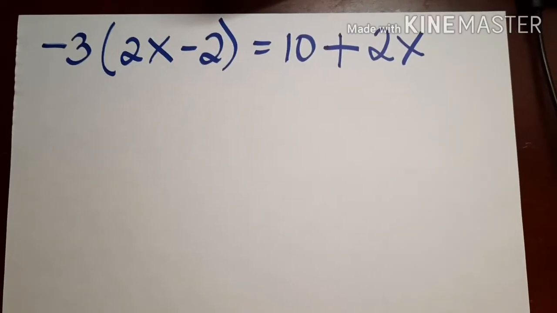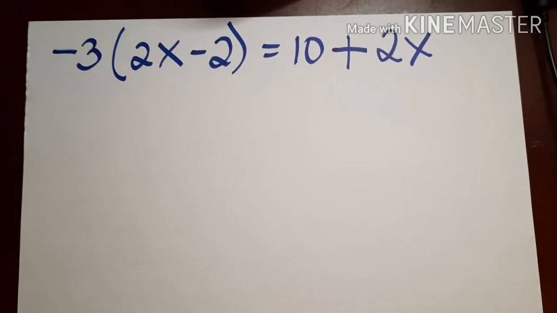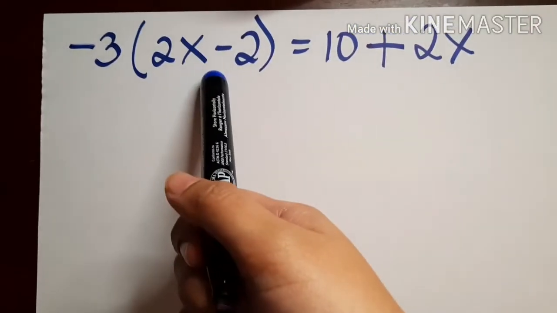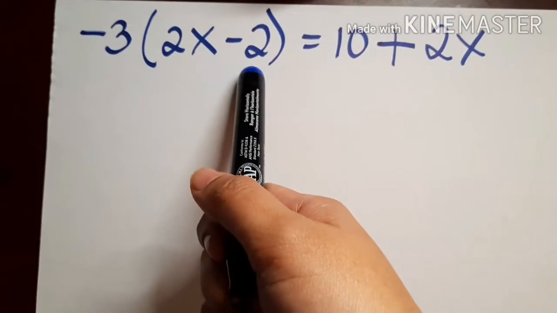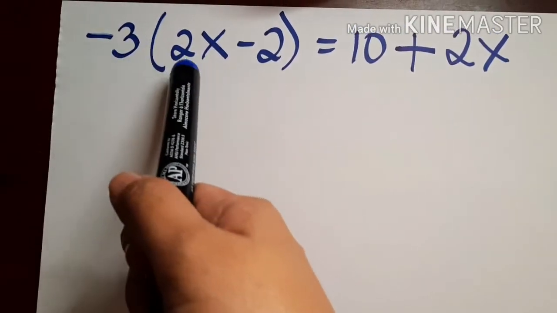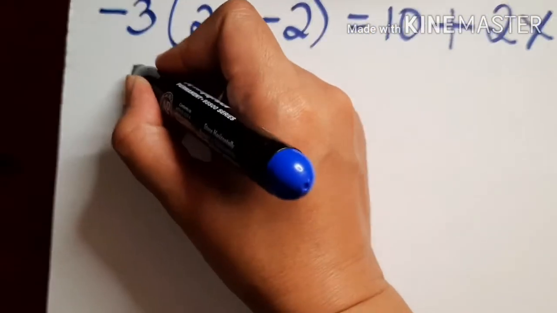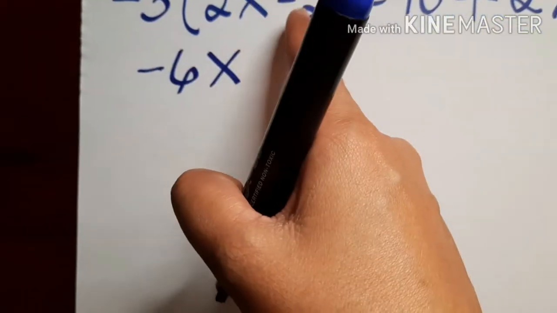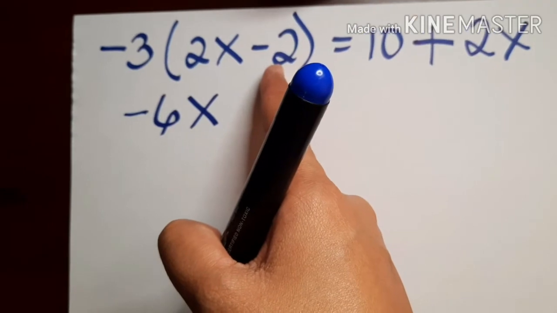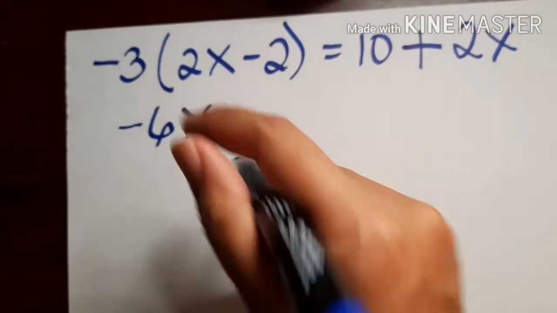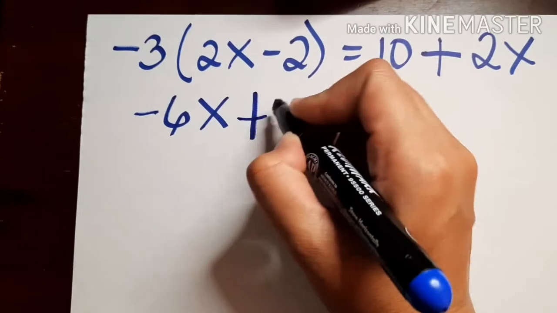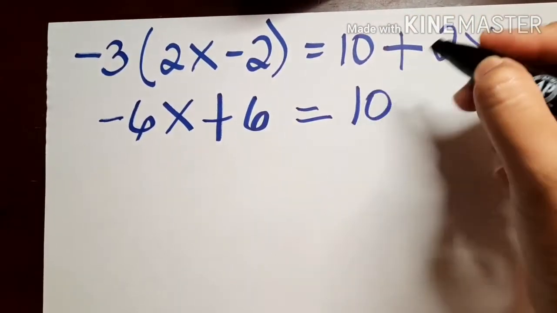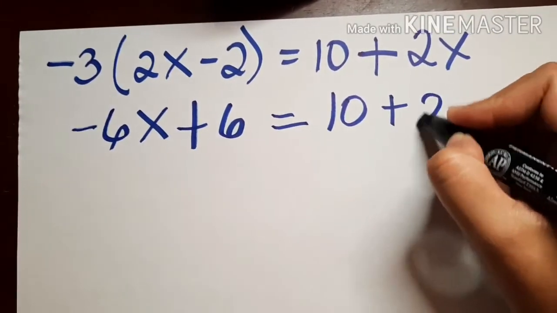We are going to eliminate the parentheses first. So how are we going to do that? Use the distributive property. Negative 3 will be distributed to 2x and negative 2. So what's negative 3 times 2x? That would give us negative 6x. And what's negative 3 times negative 2? Remember, same sign and it's multiplication, so that would give us a positive answer. That would be positive 6. Do not touch yet the equation on the other side.